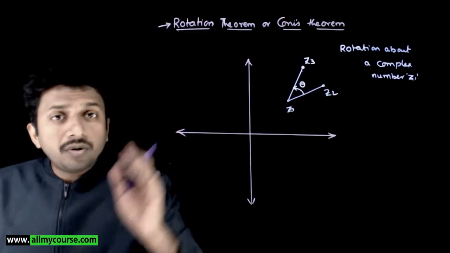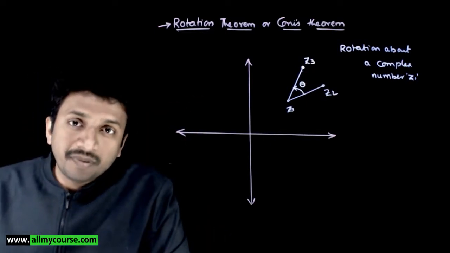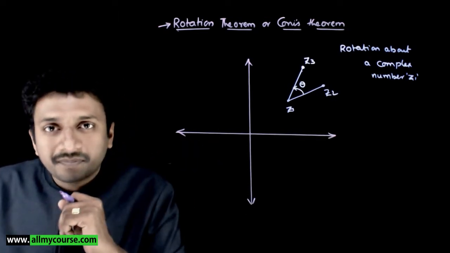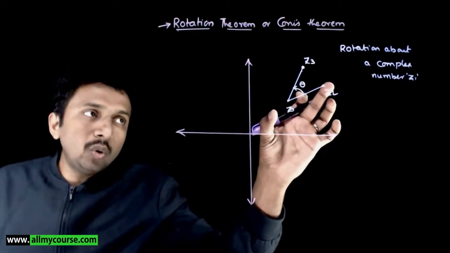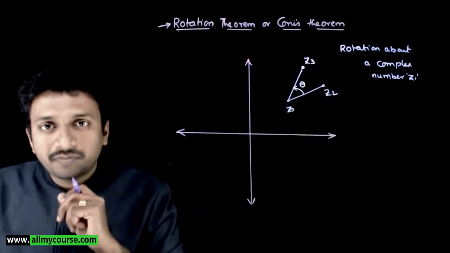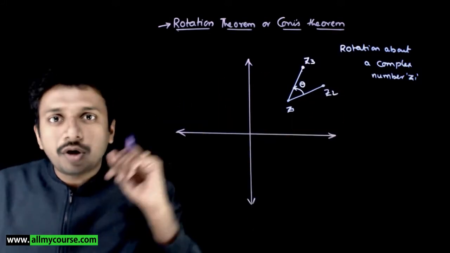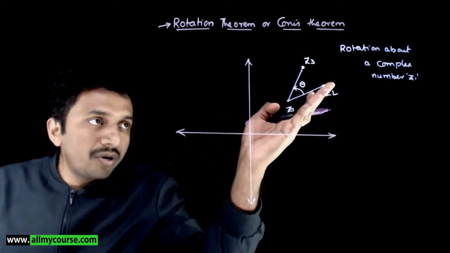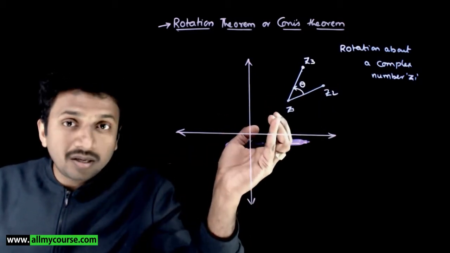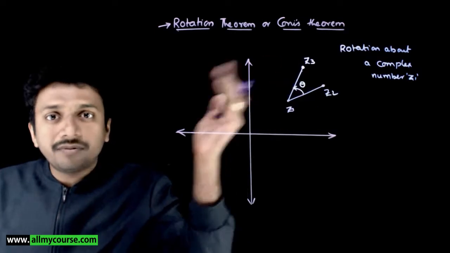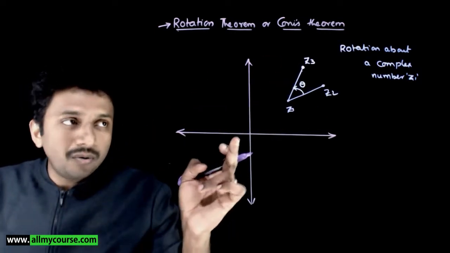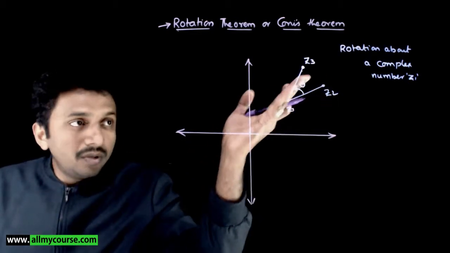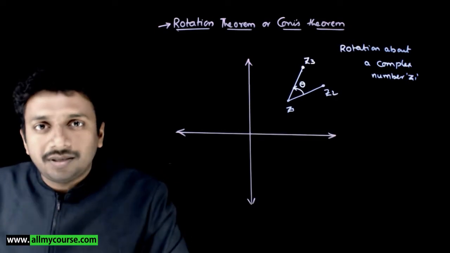So now let us go to the second part of rotation theorem, which is rotation about a complex number z1. Assume that you have two complex numbers z1 and z2. So assume that these two are the given complex numbers. What you're asked to do is rotate z2 about the point z1 through an angle of theta. So you're not doing the rotation about origin now. You're doing the rotation of z2 about z1 through an angle of theta.